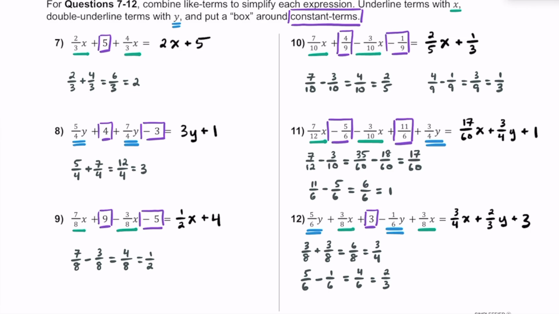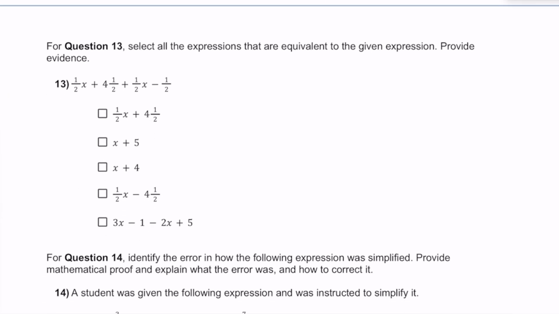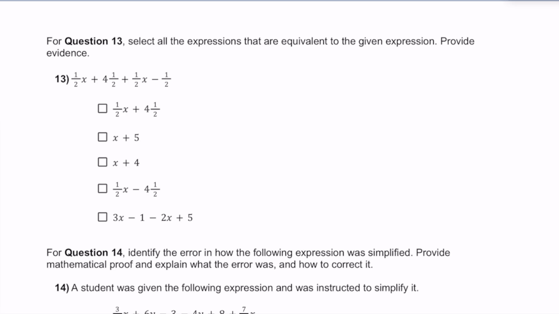All right, cool. Let's check out number 13 and see if we can apply our understanding a little more to some different types of problems. All right, so for question 13, we're going to be selecting all.